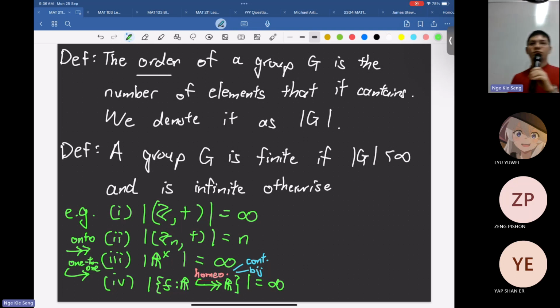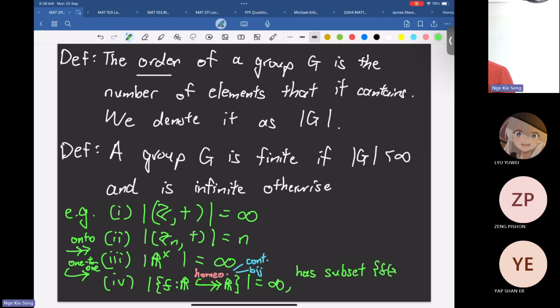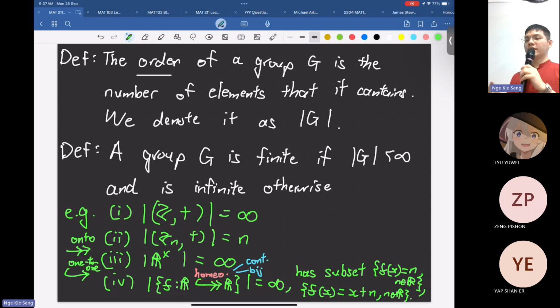So you can see that f(x) equals x plus n, or f(x) equals n. n could be a real value really. So you can see that in this set I'm creating a sequence already, a sequence of functions. Sooner or later, you will see it again. f(x) equal to n, f(x) equal to x plus n.